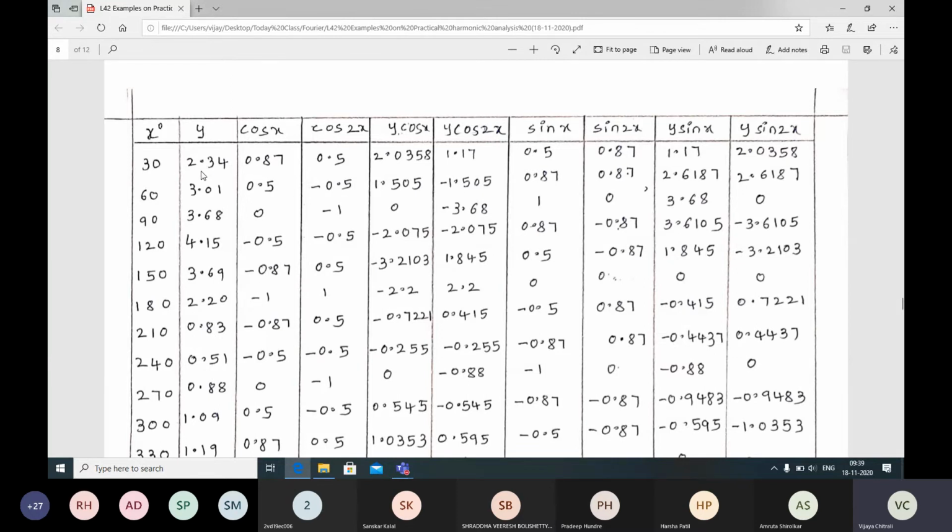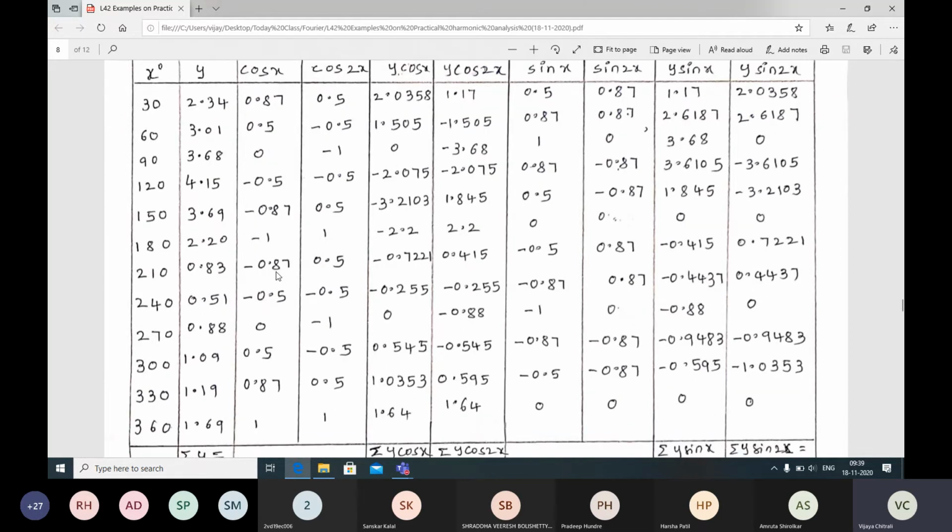First cos x: cos 30 is 0.87, cos 60 is 0.5, cos 90 is 0, cos 120 is minus 0.5, cos 150 is minus 0.87, cos 180 is minus 1, cos 210 is minus 0.87, cos 240 is minus 0.5, cos 270 is 0, cos 300 is 0.5, cos 330 is 0.87, cos 360 is 1.